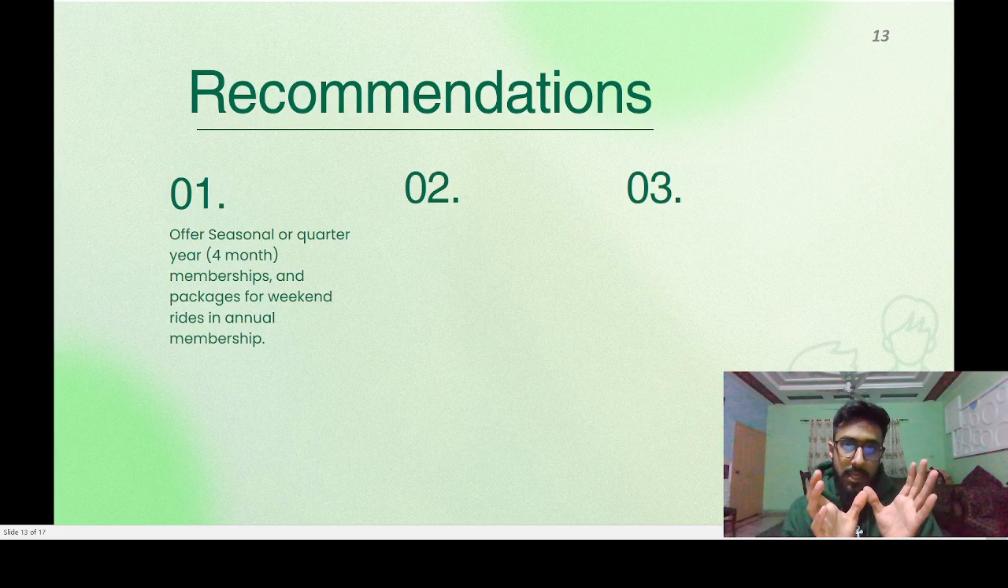First, to offer another membership plan that is not the annual membership but a seasonal or 4 month membership plan. The second is to add something to their annual membership plan, some sort of package for the weekend rides.